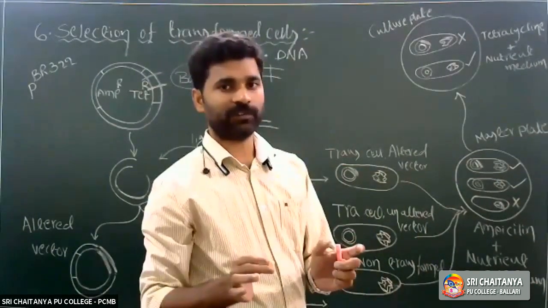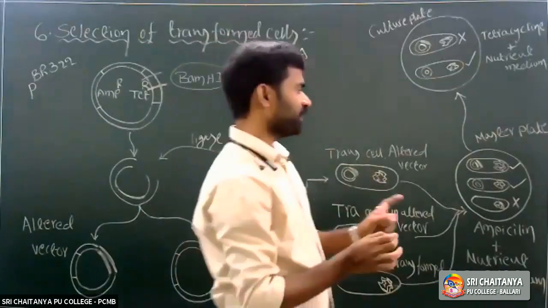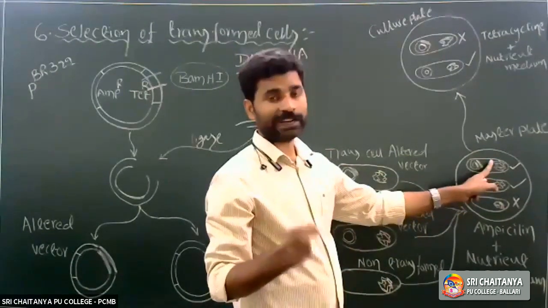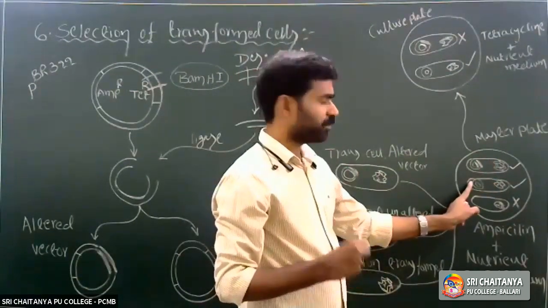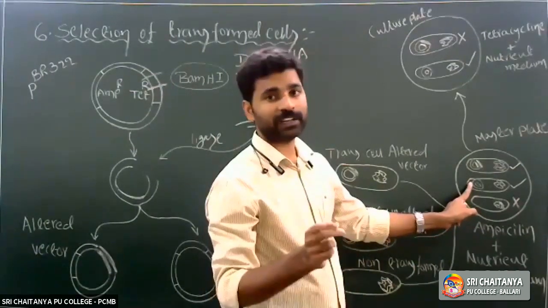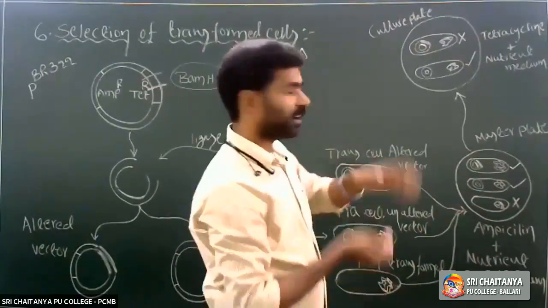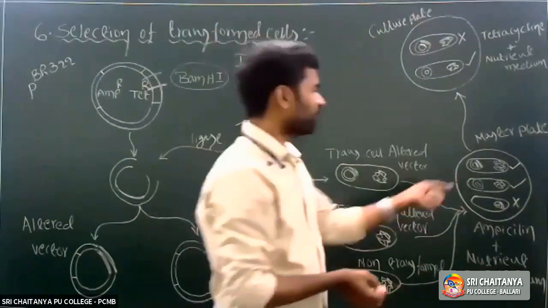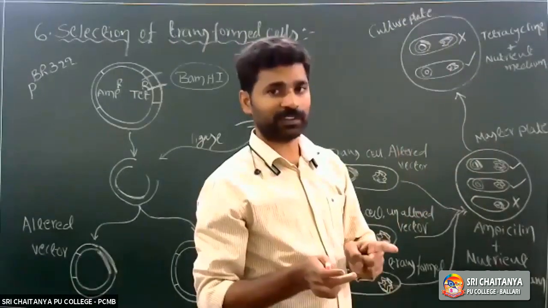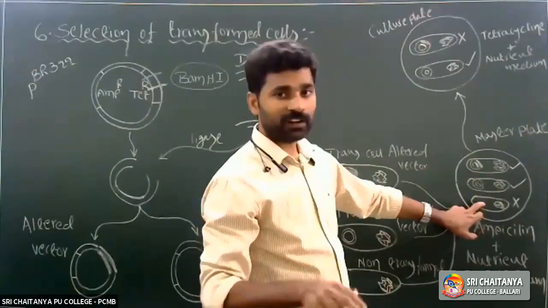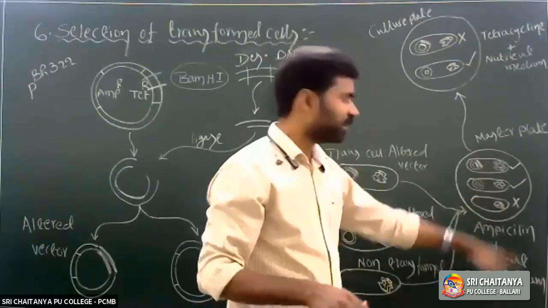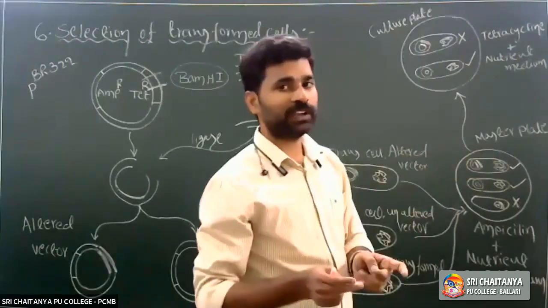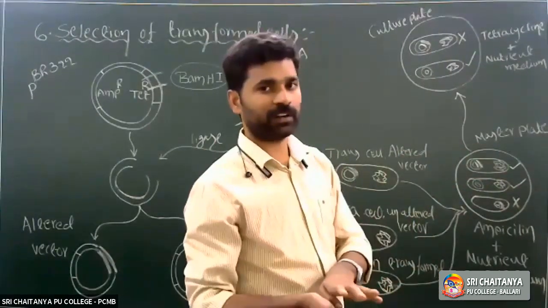But how will we isolate it? How will we separate it? And one more thing here. The altered vector containing bacterial cell is called a recombinant cell. The unaltered vector containing bacterial cell is called a non-recombinant cell. So don't confuse transformed cells and non-transformed cells with recombinant cells and non-recombinant cells. Here both cells are considered transformed cells. This cell is considered a non-transformed cell. Non-transformed cells are completely eliminated here. But in these two transformed cells, we need to select the recombinant cell and the non-recombinant cell.